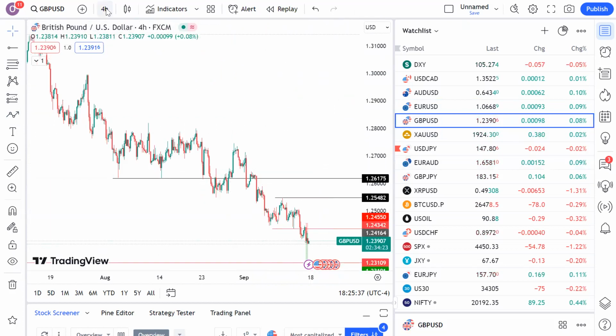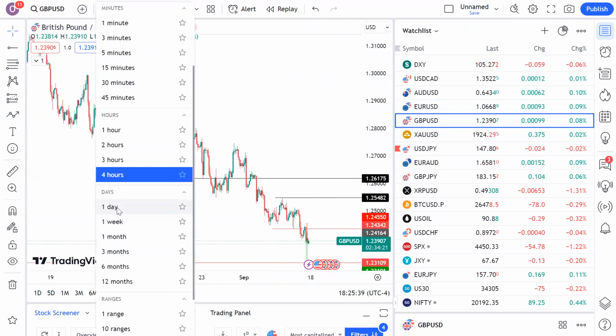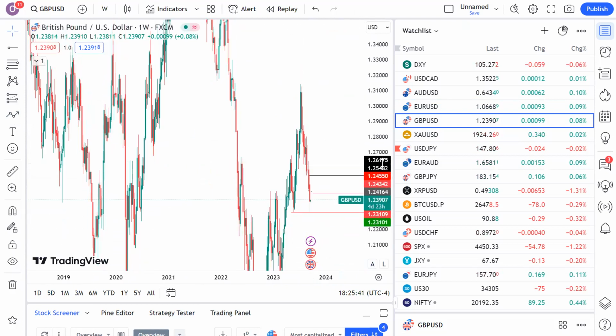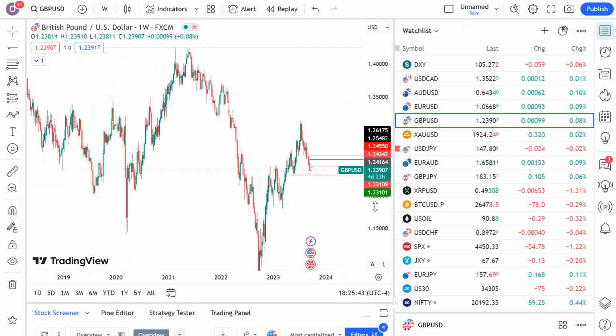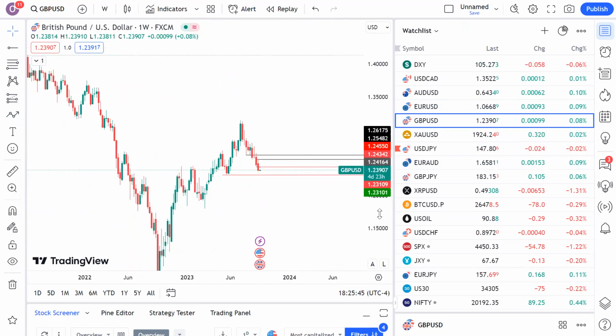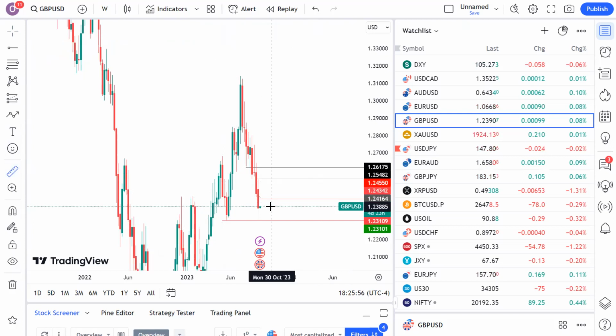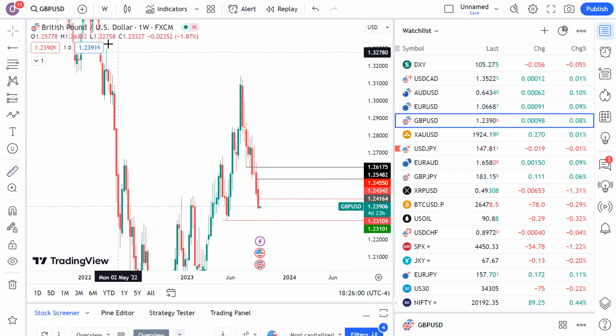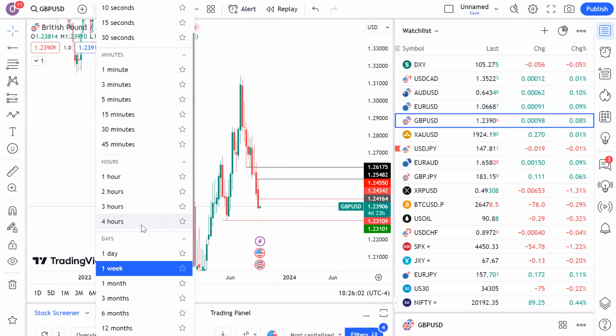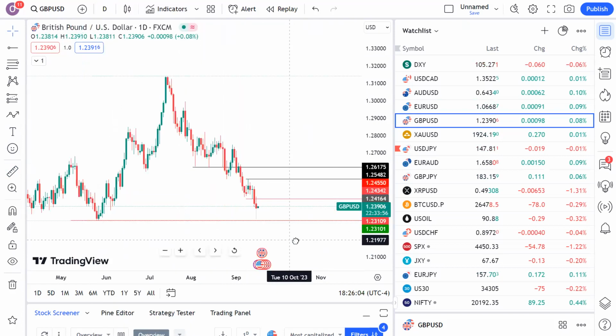GBP USD. Take it to the weekly. Almost the same thing as Euro USD, right? The next obvious level of resistance is down here at the 1.23100 level, but we're still about 83 pips away, so still have some room for price to head back down there.